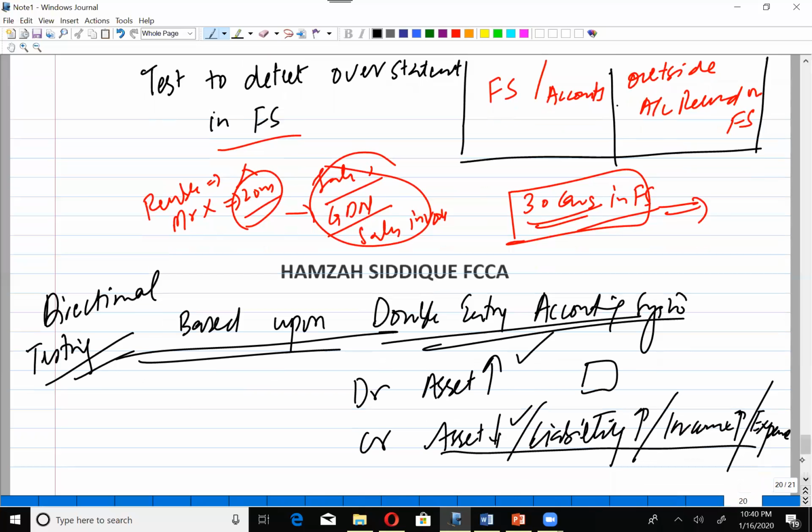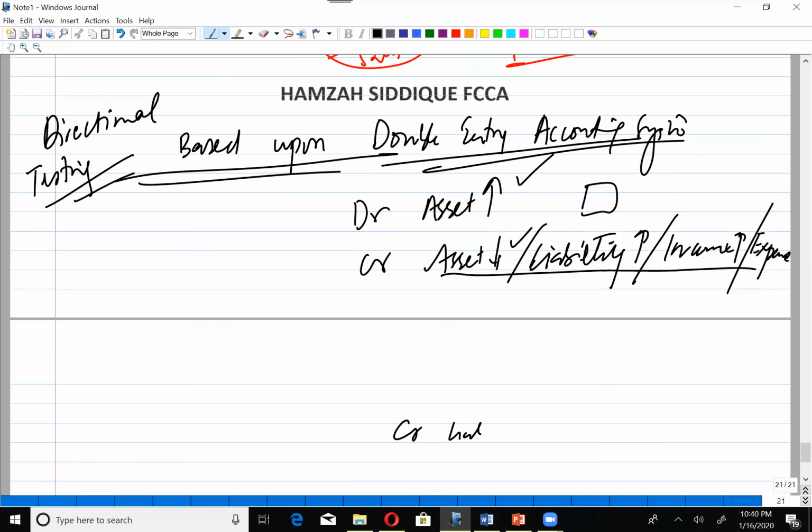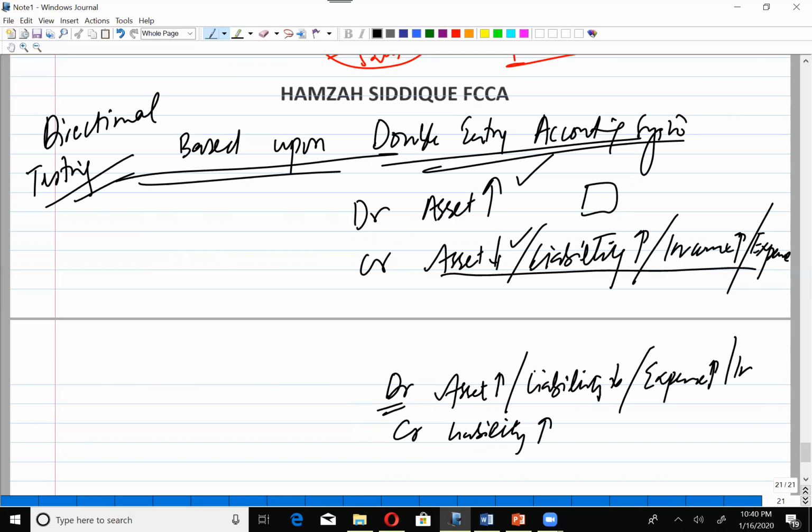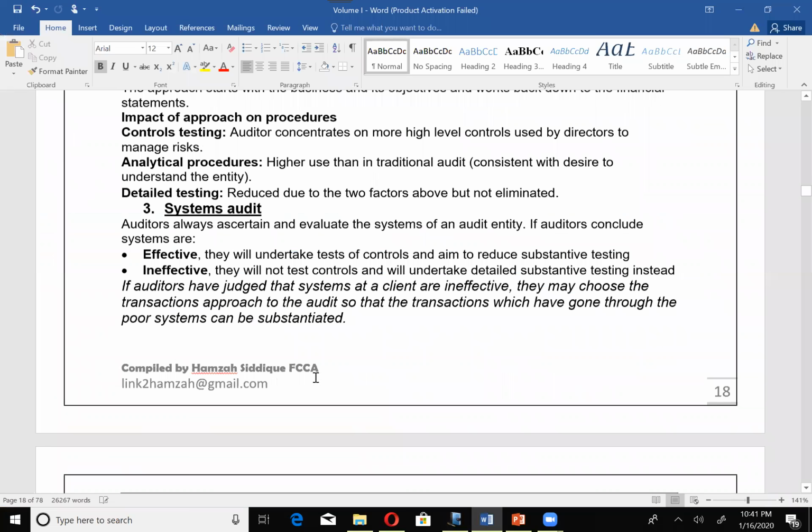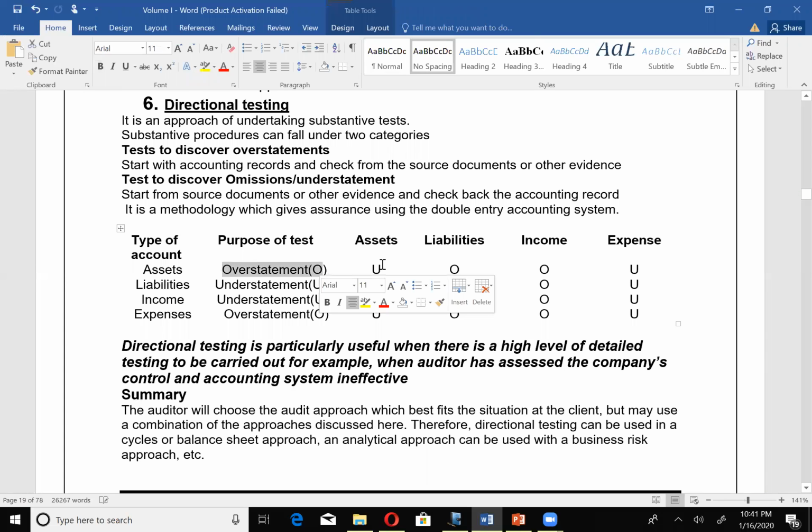Now, another example. If you have detected a liability which is overstated, there must be some debit for that. Either some asset is overstated, or some other liability is understated, some expense is overstated, or some income is understated. It is like that. Double entry accounting system. Errors and misstatements are present in this form. Now, let me show you from here. I have mentioned it here. You see, asset overstated, the other will be understated. If a liability is understated, some other asset may be understated, or some other liability will be overstated. So compensatory items will be there similarly.